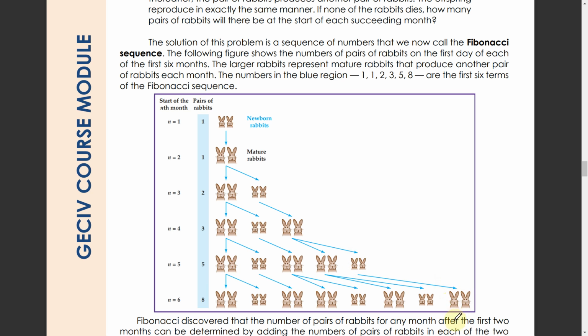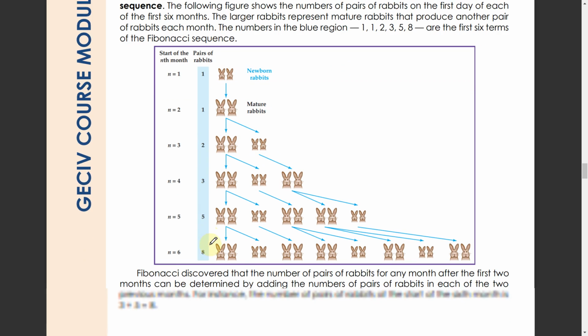So how many pairs are there? So 1, 2, 3, 4, 5, 6, 7, 8. So 8 is waiting. So this 1, 1, 2, 3, 5, 8 is what we call the Fibonacci sequence. It's called the Fibonacci sequence.